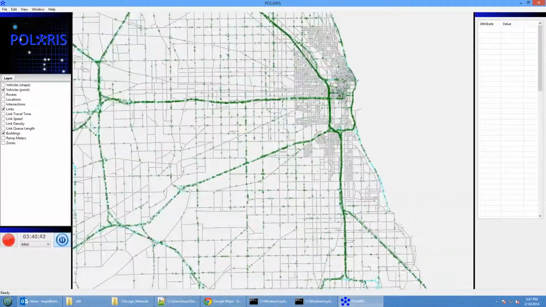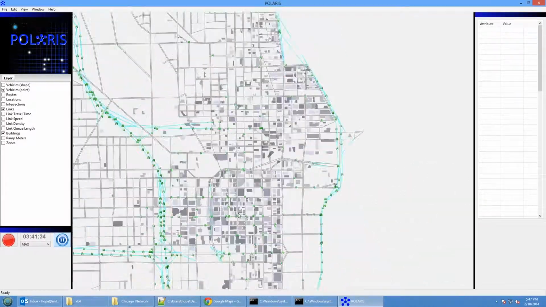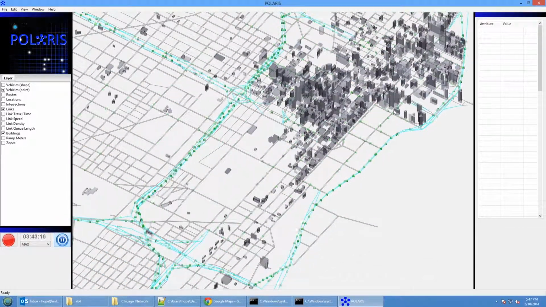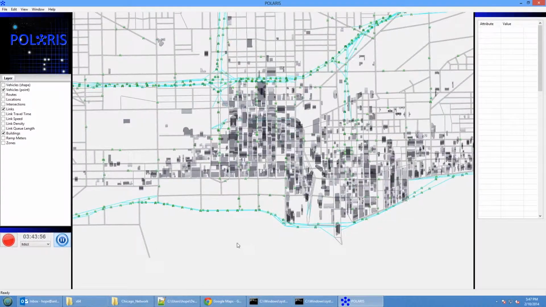This area is the Chicago Central Business District. The city of Chicago has a population of 2.7 million. Watch as the vehicles make individualized decisions about what to do and where to move.